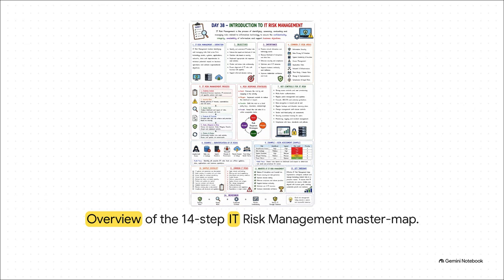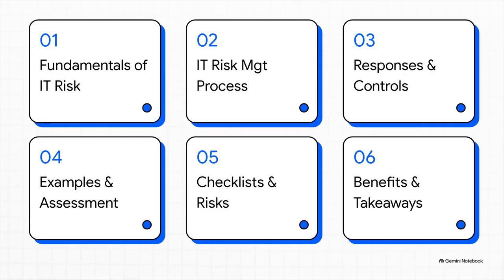It's kind of like a giant puzzle, right? Well, we're going to explore the whole shebang. I promise to guide you through every single detail, block by block, without skipping a beat. By the end of this, you're going to have total comprehension of the entire landscape. Here is our 6-part agenda for today's explainer. Fundamentals of IT risk, the IT risk management process, risk responses and controls, practical examples and assessment, checklists and common risks, and finally, benefits and key takeaways.